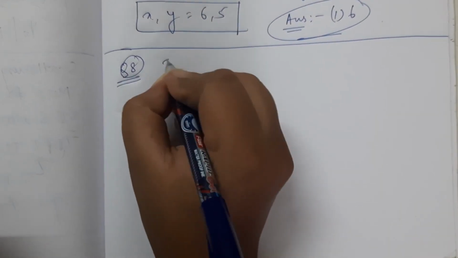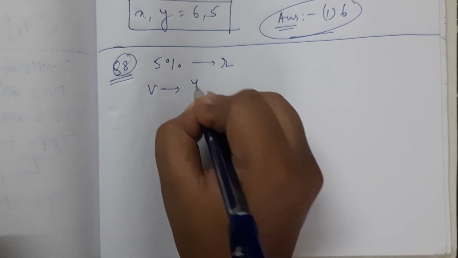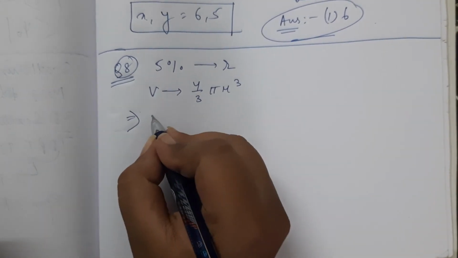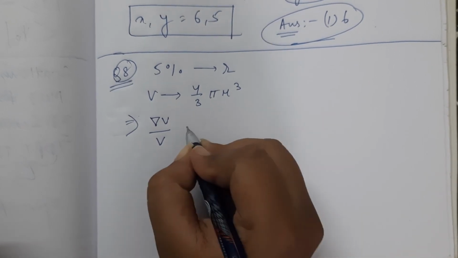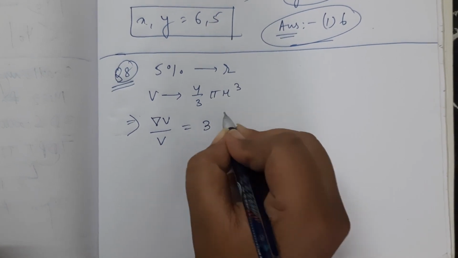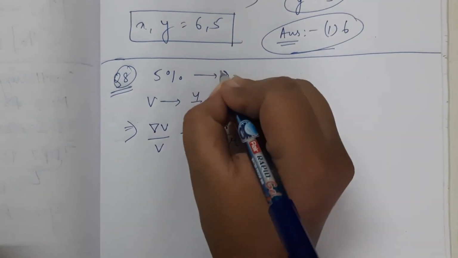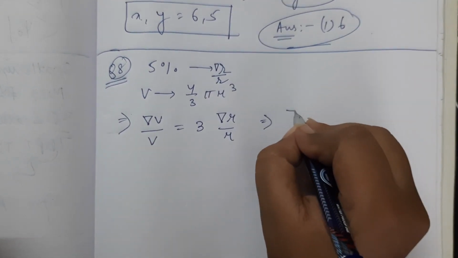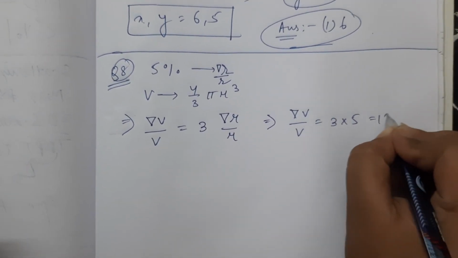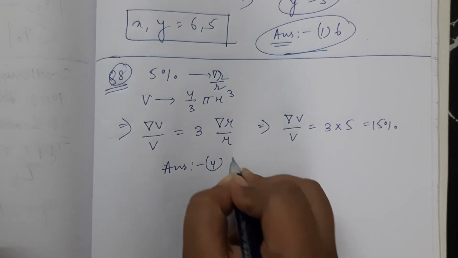So the uncertainty in radius is 5%. We know the volume of a sphere is equal to 4/3 pi r cube. So we can also write from error analysis that del V by V is equal to 3 times del r by r, where the power becomes the coefficient. We are to find del V by V, and this is 3 into 5, that is equal to 15%, and the correct answer is 15%. So the answer is option 4, 15%.